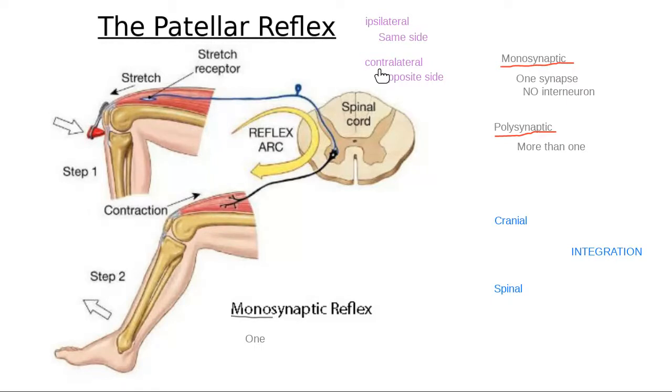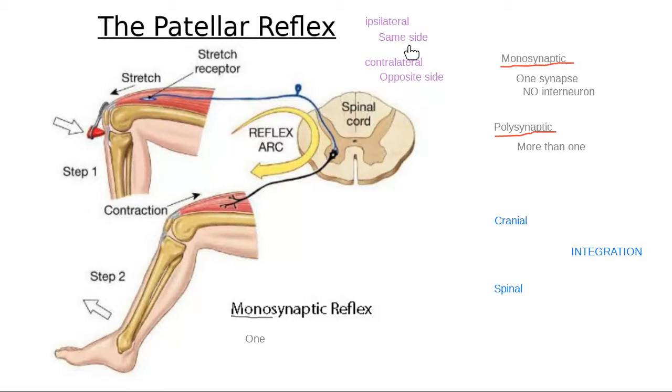Absolutely. So if we're talking about a contralateral reflex, we perceive a stimulus on one side of the body, and the other side of the body will also respond to it. When we have an ipsilateral reflex, we're responding on the same side of the body, only one side of the body, the side where the stimulus happened.